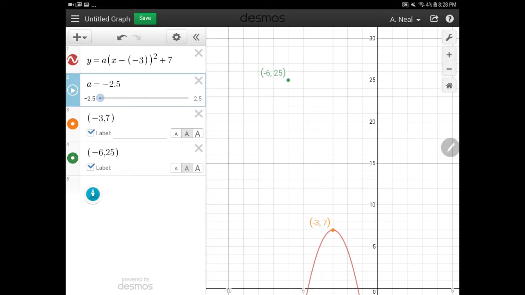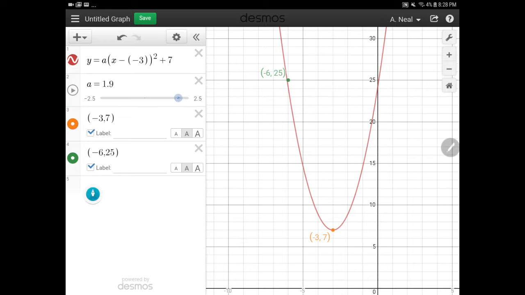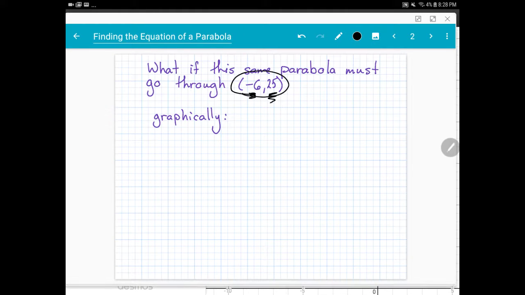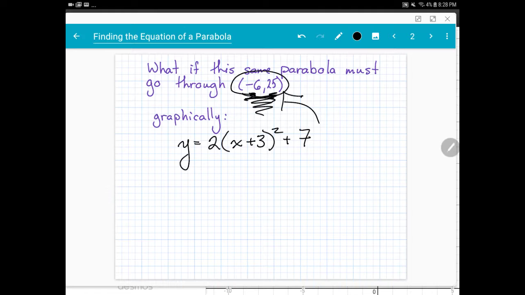So you can see I'm way out right now, so it can't be face down. None of these work. As I go up, you see I'm getting closer now. And when I get right there, it goes through the point I want, and I know my a value has to be 2. So I can go over here and say, I know it's going to have to be 2 now: y equals 2(x plus 3) squared plus 7. That will make sure it has the right vertex and it goes through this point.